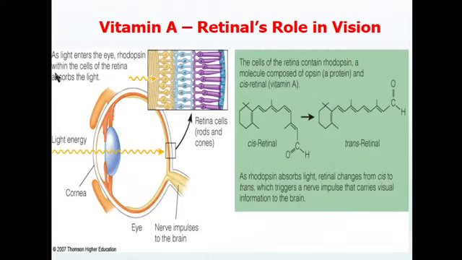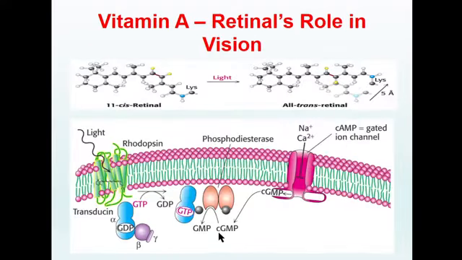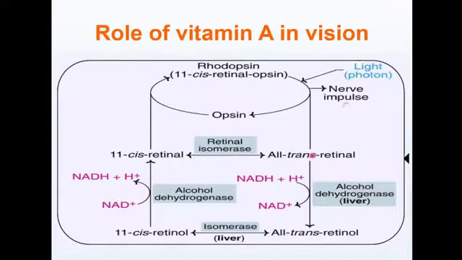You see that under the action of light the isomerization of cis-retinal into trans-retinal happens, and it triggers a nerve impulse to the brain. Here we can tell about a very interesting mechanism. Due to the isomerization and dissociation of rhodopsin into its two components, opsin and trans-retinal, the activation of G protein happens.